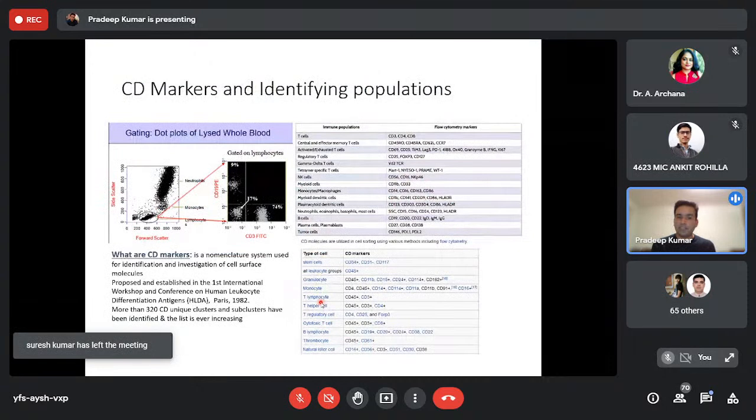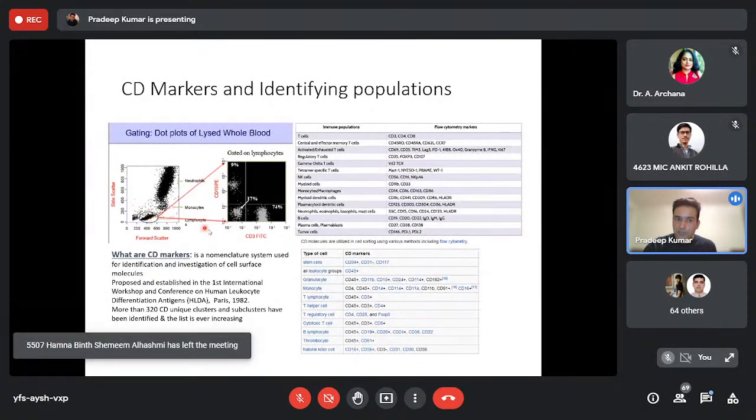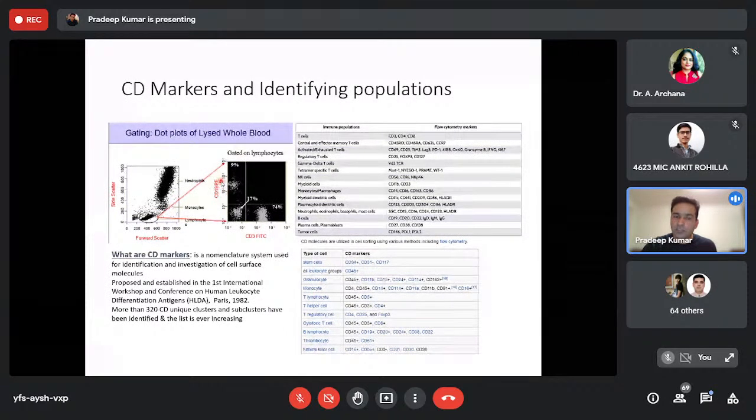This is an example of the same picture where we are looking for two types of cells. CD3 is a marker for T cells. CD19 is a marker for B cells. Okay, so we are looking at lymphocytes. So those are lymphocytes, and in this whole blood suspension we added an antibody conjugated to FITC for T cells, and an antibody for B cells that is conjugated to PE.